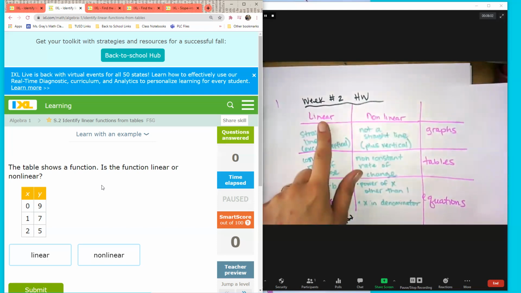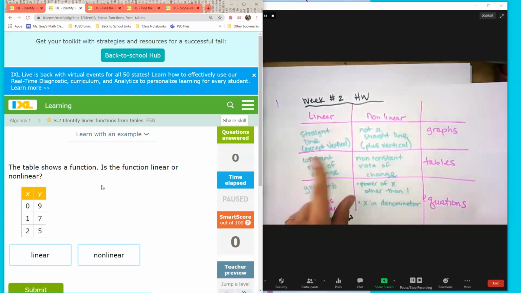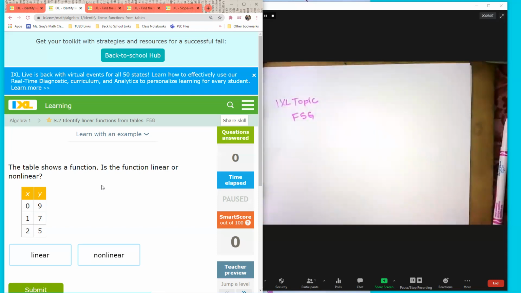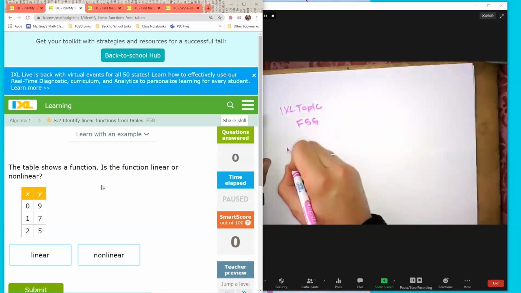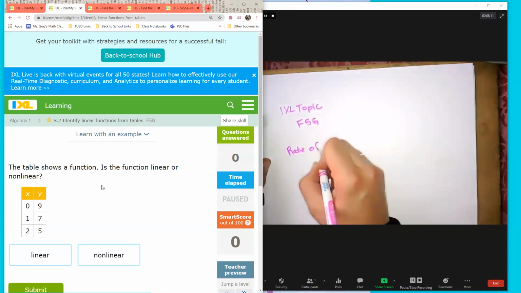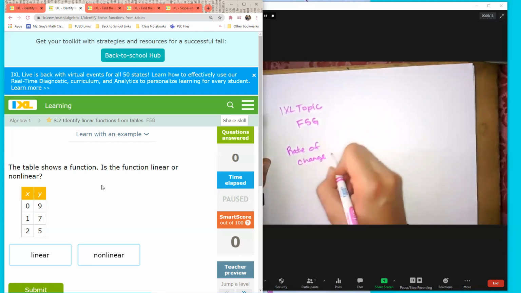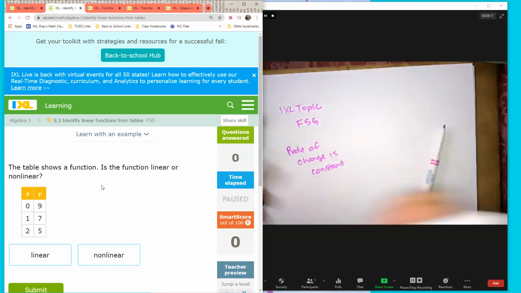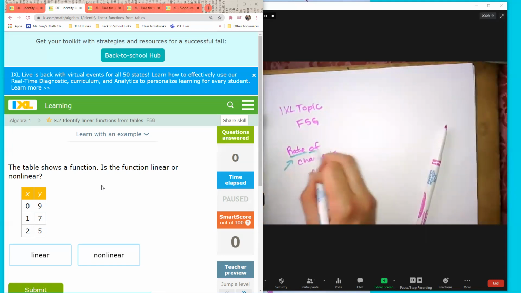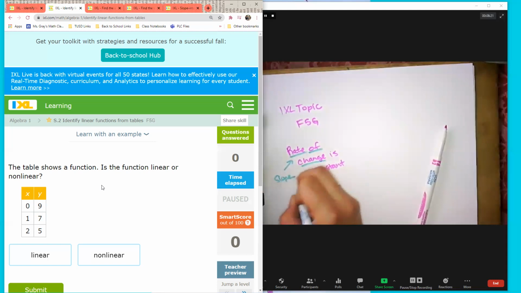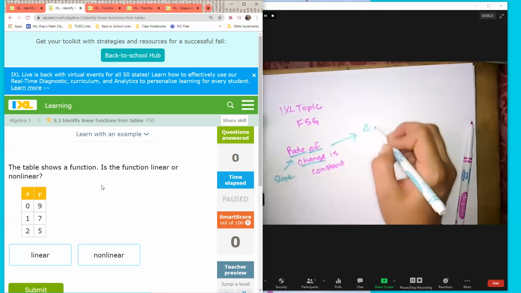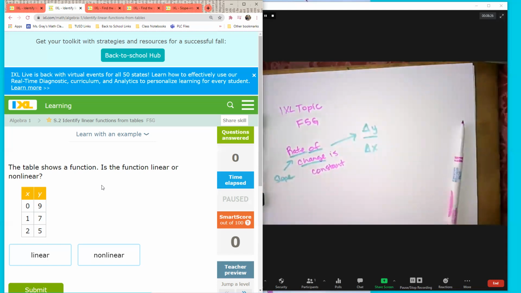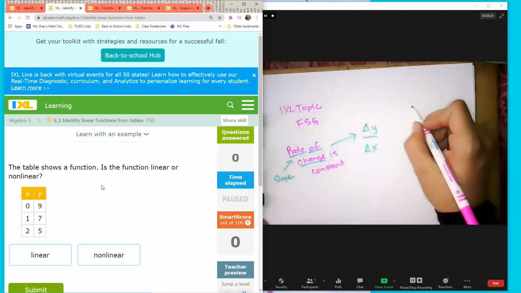So if I'm deciding if a table is linear, I'm looking for a constant rate of change. And so the rate of change I'm looking at is slope. When I say rate of change, I mean slope, which is really the change in y over the change in x. So that's really what I'm comparing for every table.